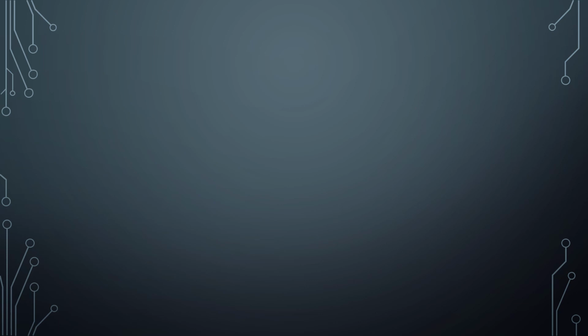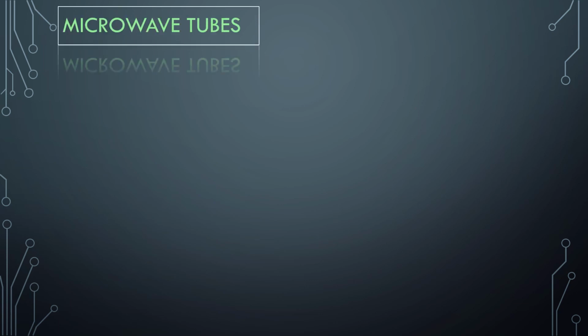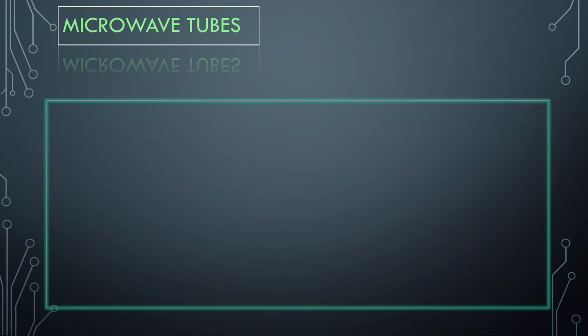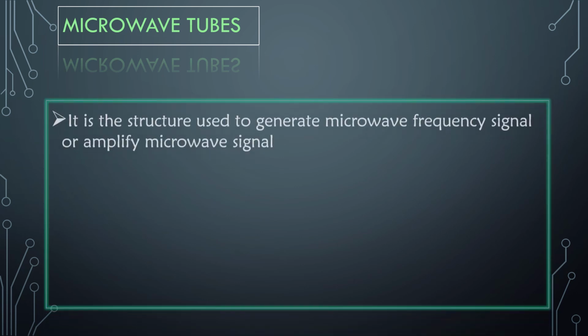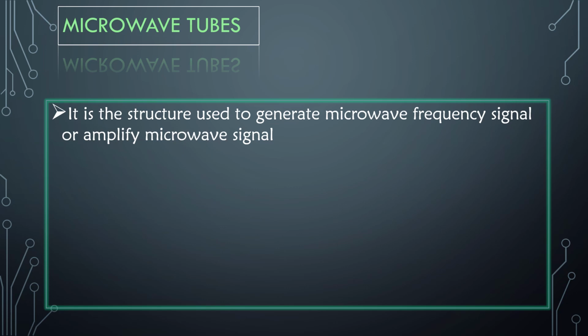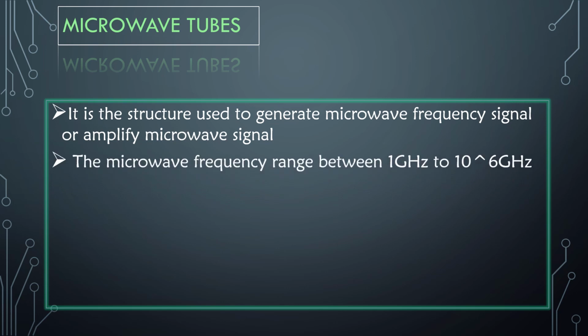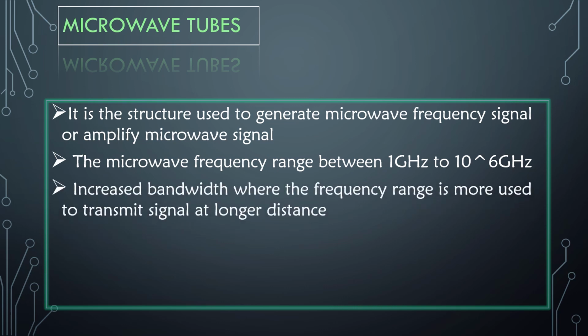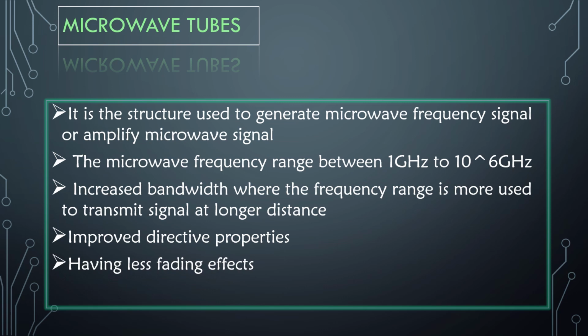Under microwave and antenna, there is a topic called microwave tubes. So what is meant by microwave tubes? It is defined as the structure used to generate a microwave frequency signal or amplify a microwave signal. The microwave frequency range is between 1 GHz to 10 power 6 GHz. Increased bandwidth, where the frequency range is more, is used to transmit signals over longer distances. Improved directive properties, having less fading effects and also low power requirement.